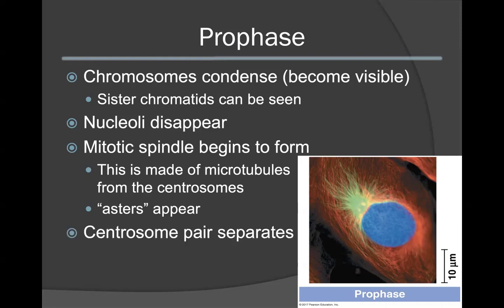In prophase, the centrosome pairs also begin to separate. This is because you're going to need those centrosomes to be located on opposite ends of the cell.